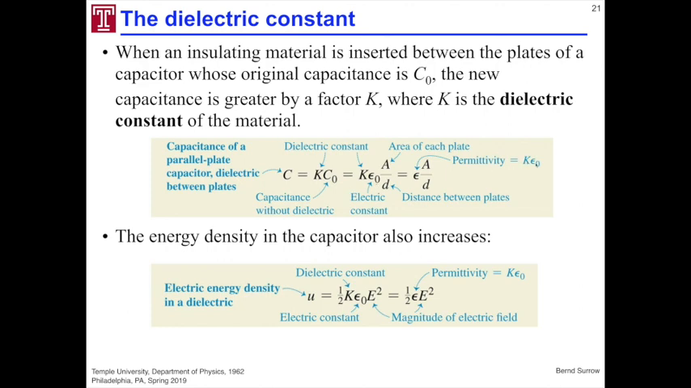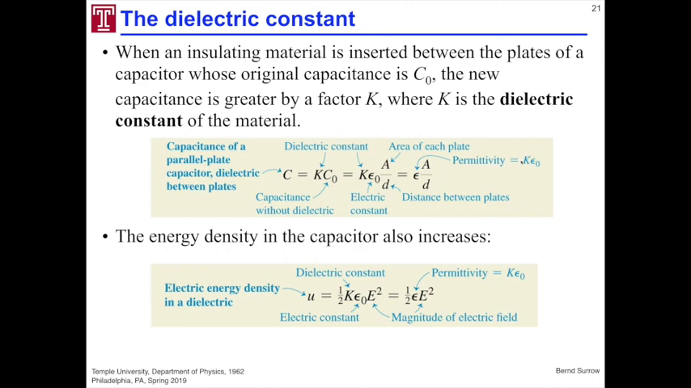So the overall capacitance of a parallel plate capacitor with a dielectric material is therefore epsilon, which is K times epsilon naught, times A over D. And K is a material-dependent constant. And I'll give you a table to give you a feel for that for different types of material.